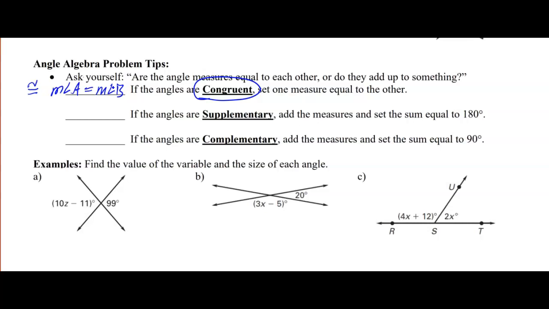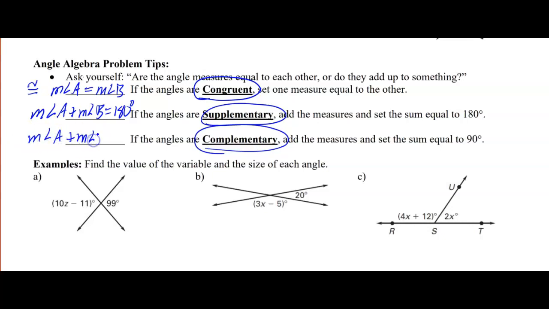Next one is supplementary. When angles are supplementary, that means they add up to 180. So the measure of angle A plus the measure of angle B equals 180. If they are complementary, then the measure of angle A plus the measure of angle B equals 90.